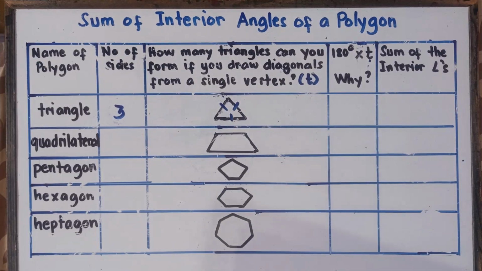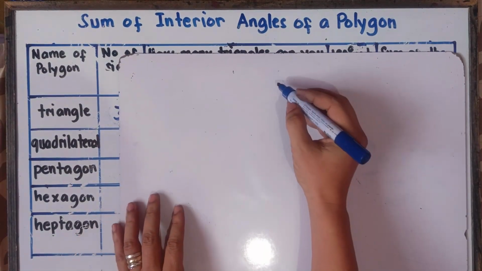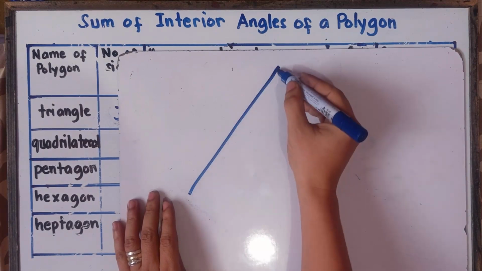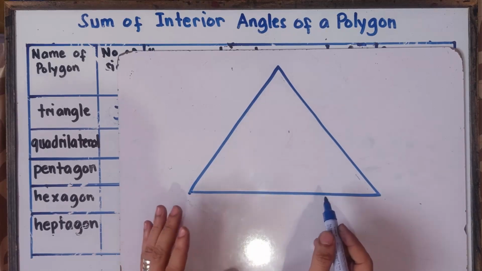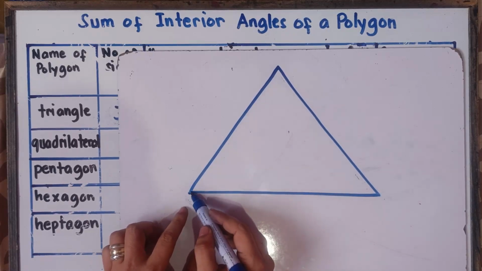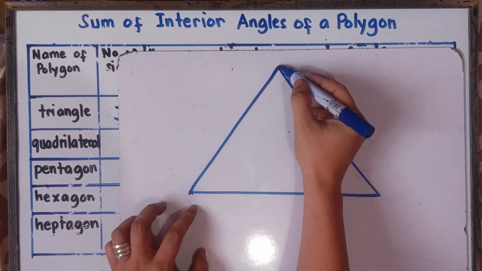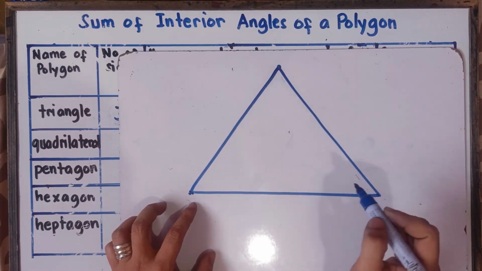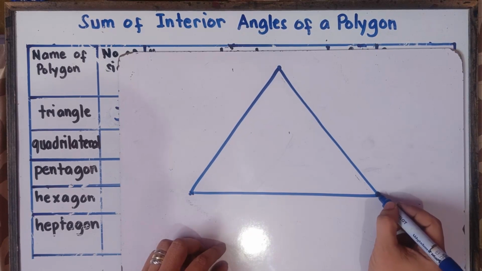Let's draw a triangle, class. Let's check if we can draw a diagonal from a single vertex. Once again, from a single vertex. If you have this triangle, you can choose any vertex for you to draw a diagonal. You can choose this one, you can start here, or you can start here. It's up to you which you prefer. So we can start here, from a single vertex.